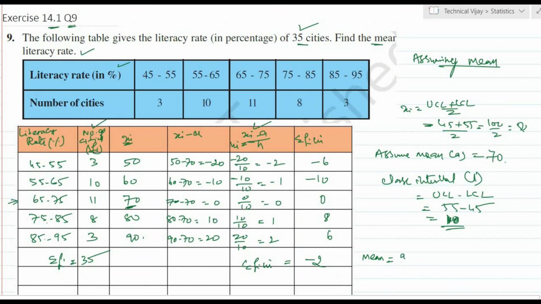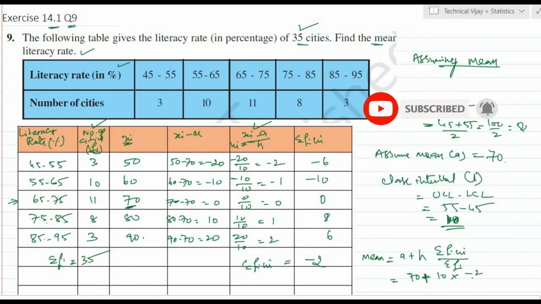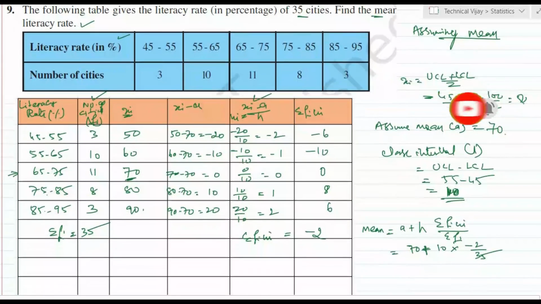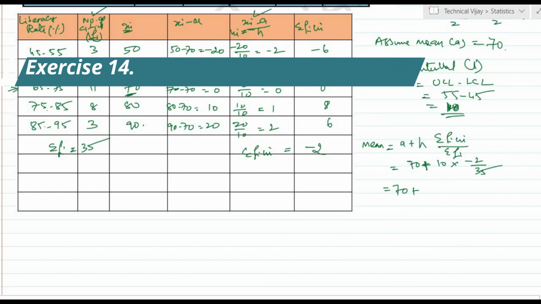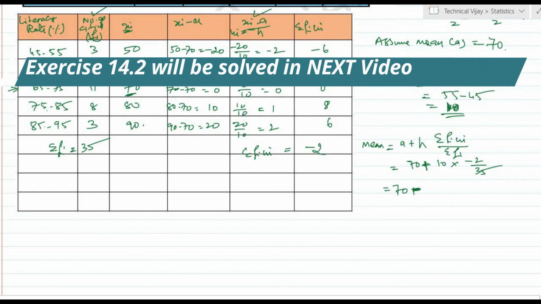Mean is equal to a plus h into sigma fi ui divided by sigma fi. A is equal to 70 plus h, which is equal to 10. Okay, 70 plus 10 into minus 2 divided by 35. So this is equal to 70 plus minus 20 divided by 35. So here minus 20 by 35, that will be equal to 0.57. This is 70 minus 0.57.